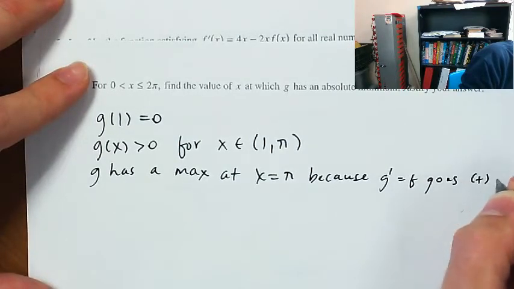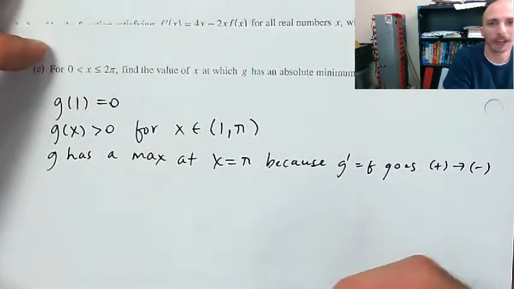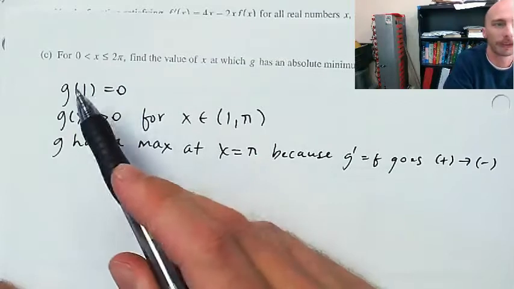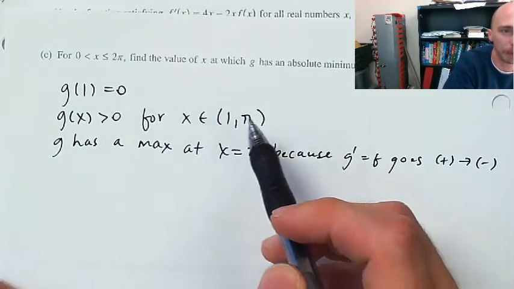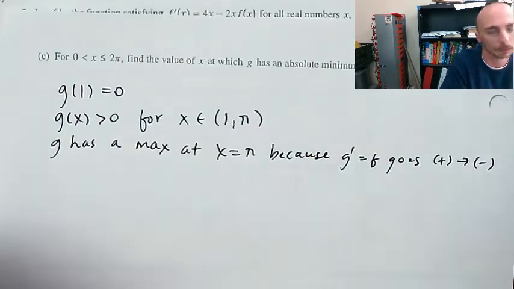I'm going to mention that there's a maximum. This is one of those where I'm not really sure what they're looking for, so I'm going to say a bunch of things that are true and give them a narrative. Okay, it starts off at 0. g of x is positive for x between 1 and pi. g has a maximum at x equals pi because g prime equals f is the reason.